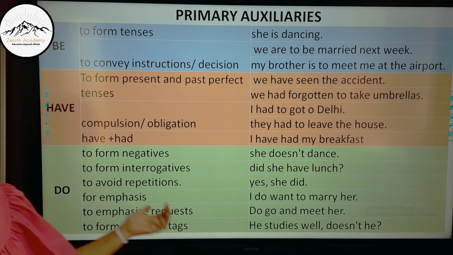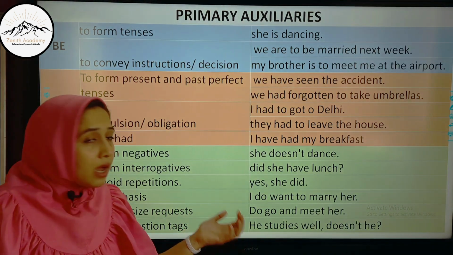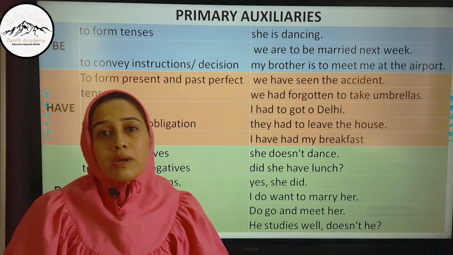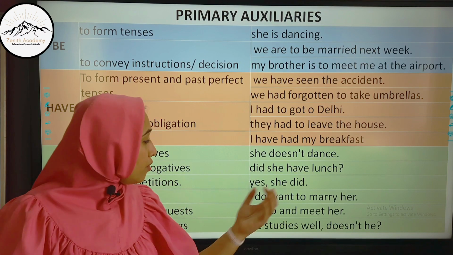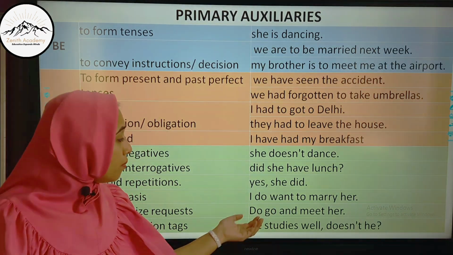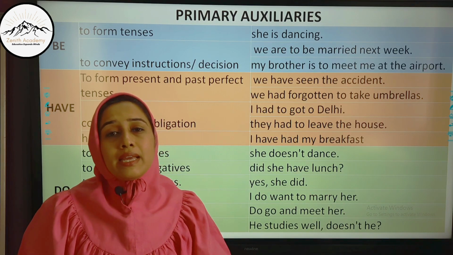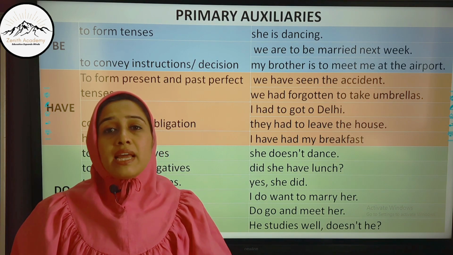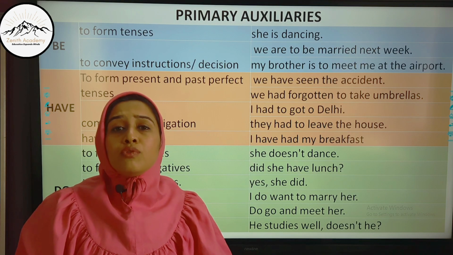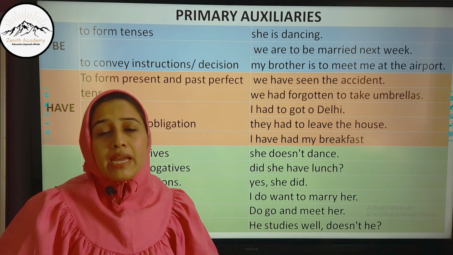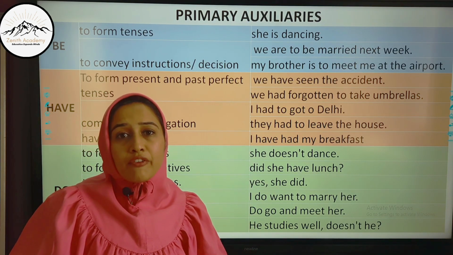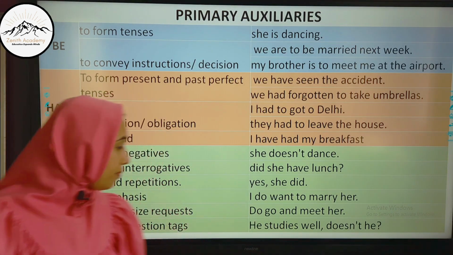To emphasize request. Now when we have to request somebody for some particular work, we usually use the word do. Do go and meet her. If I remove do and say go and meet her, it sounds like an order and it sounds rude too. But to make emphasis on a polite way of request, we add do.